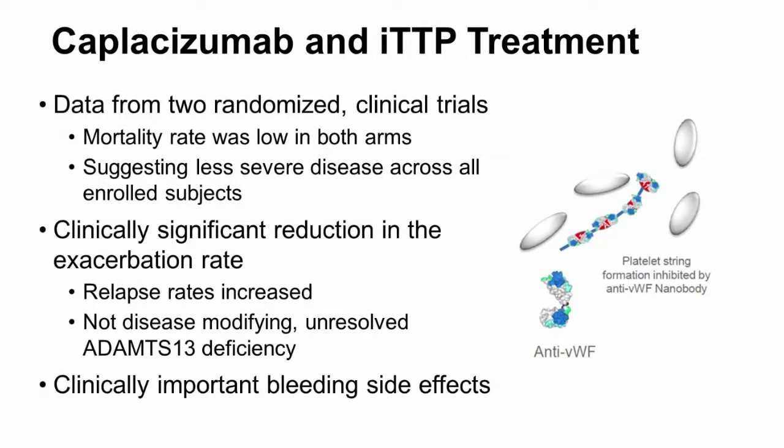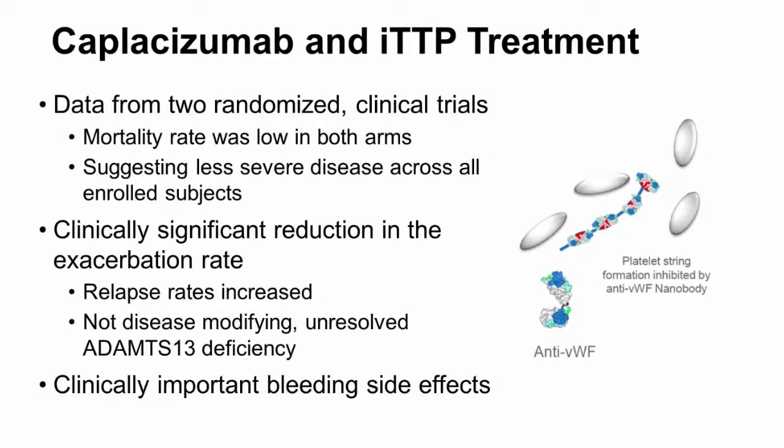So the data informing this recommendation are from 2 randomized prospective placebo-controlled trials. Now, it should be noted that the mortality rate was low in both arms, in the Caplacizumab treated arm as well as the placebo, suggesting there was less severe disease across all enrolled subjects on both arms of the study, which might be expected in a prospective study. What we're seeing in these studies, though, was a clinically significant reduction in the exacerbation rate or the recurrence rate in the first 30 days after the last plasma exchange procedure.